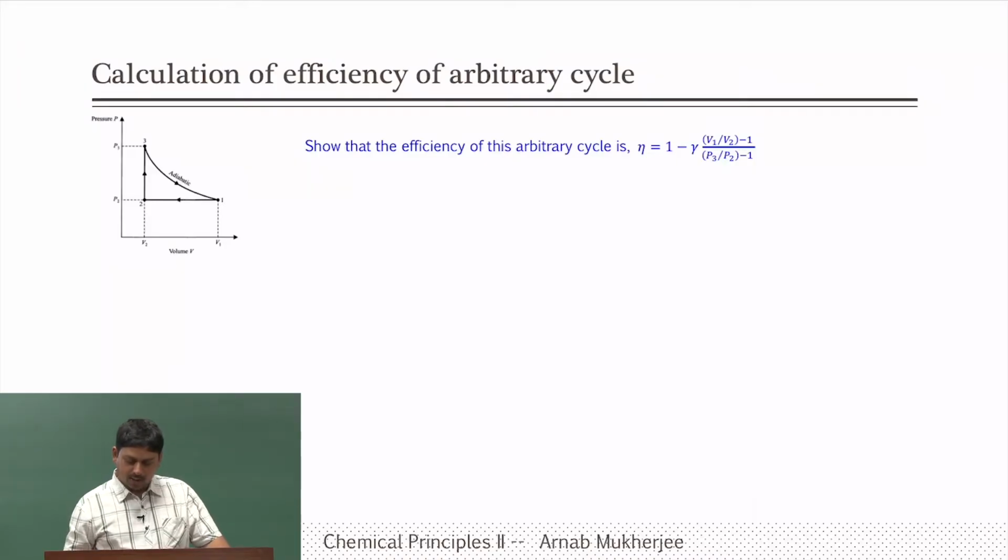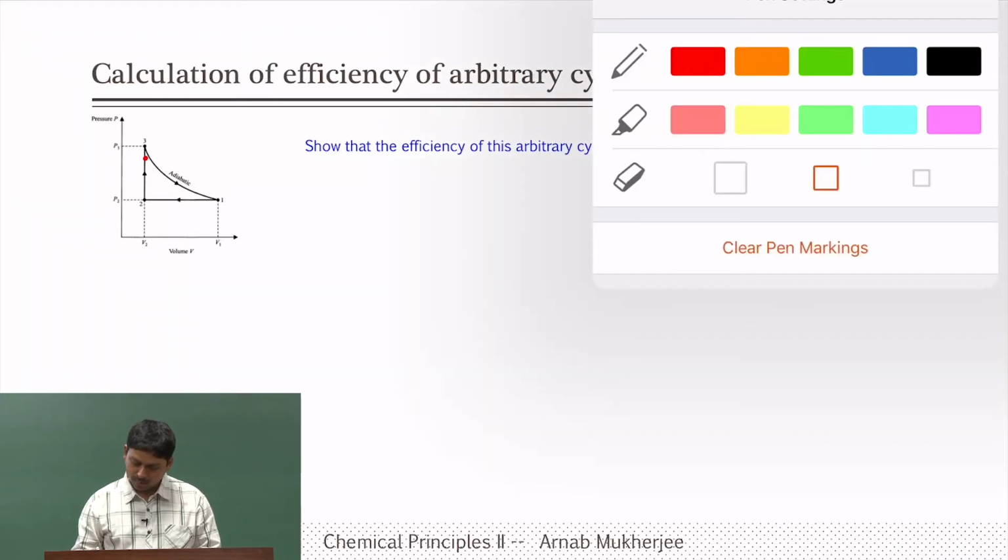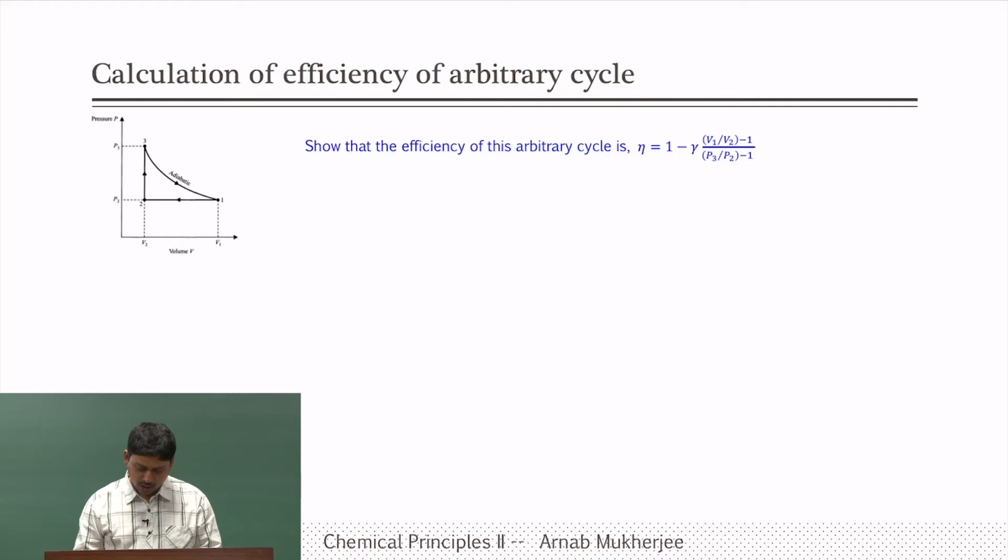Now, let us calculate the efficiency of an arbitrary cycle. This is showing some arbitrary cycle where 1 to 2 is a constant pressure process, 2 to 3 is a constant volume process connecting by an arbitrary path, and 3 to 1 is an adiabatic process. Okay. While I am doing that, you should also try to do that. You can pause the video and try to solve the problem and then look at how it is working.